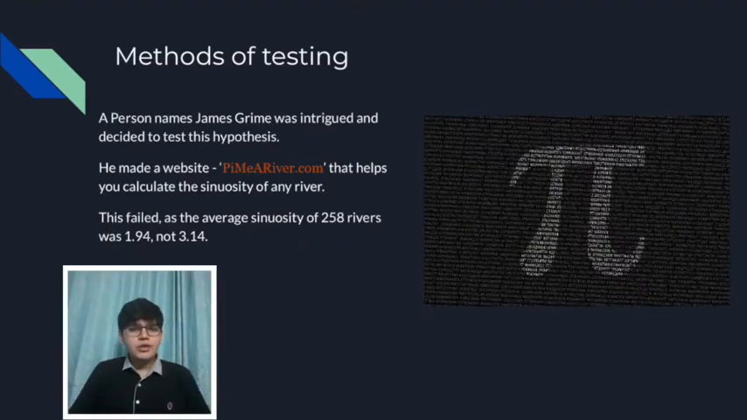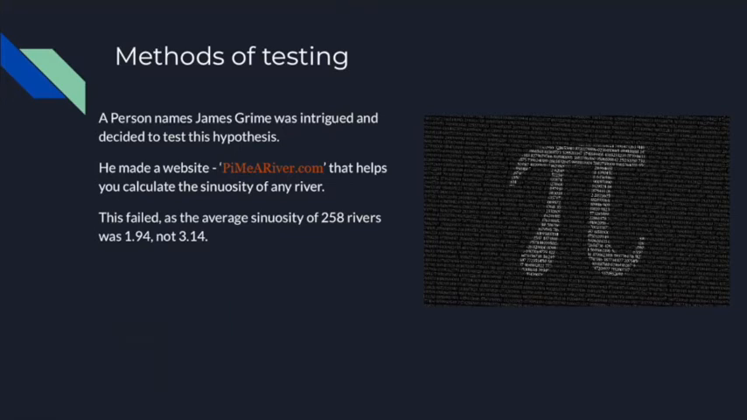A person named James Grime was intrigued by this investigation and he wanted to further research into this. So he created a website called Pi Me a River, which lets you calculate the sinuosity of the rivers around the world. But the result wasn't exactly what was expected. The average sinuosity of rivers around the world was 1.94 and not 3.14 (pi) as predicted.